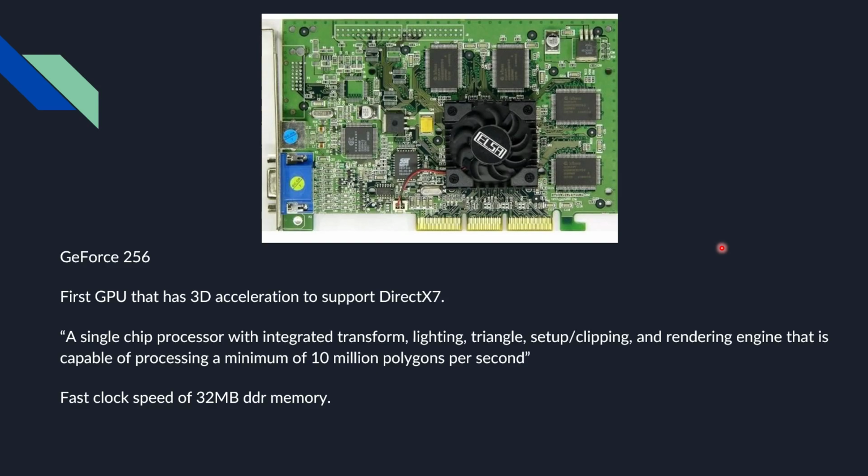The next graphics card is the GeForce 256. It was the first GPU that has 3D acceleration to support DirectX 7. Quote unquote from a website: it's a single chip processor with integrated transform, lighting, triangle setup and clipping, and rendering engine that is capable of processing a minimum of 10 million polygons per second. It has 32 megabytes of DDR RAM.